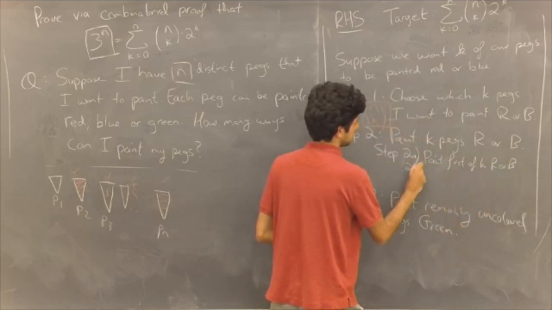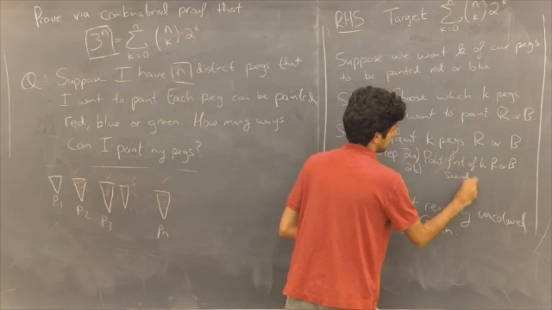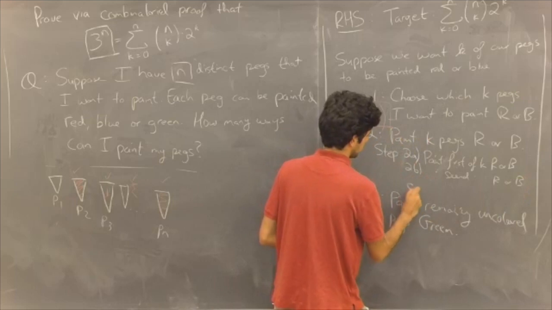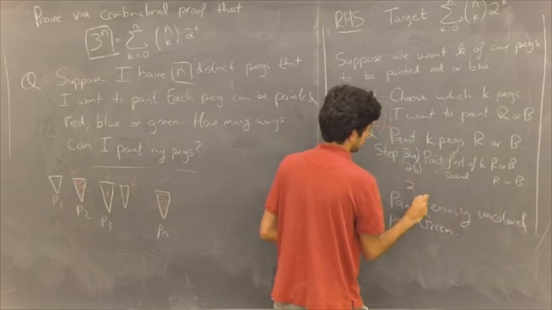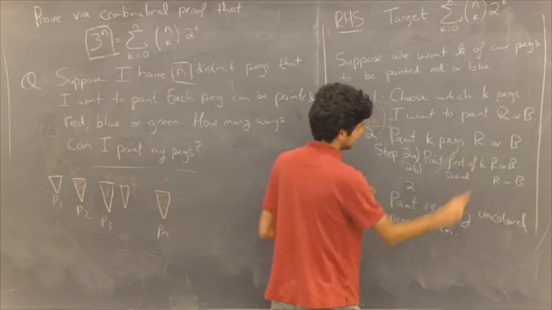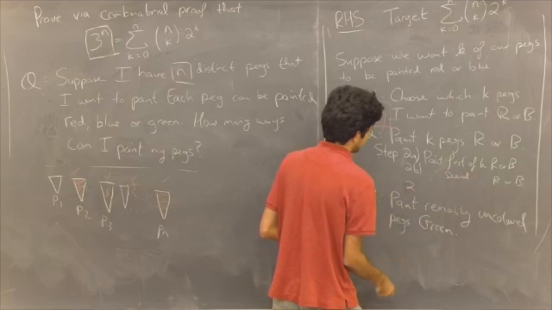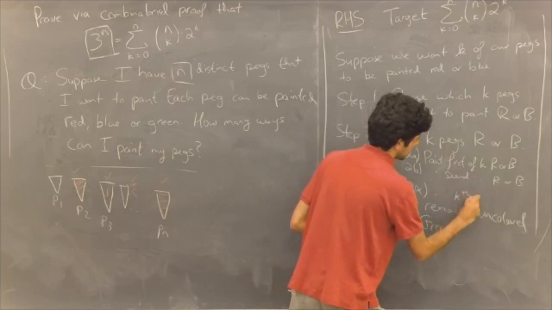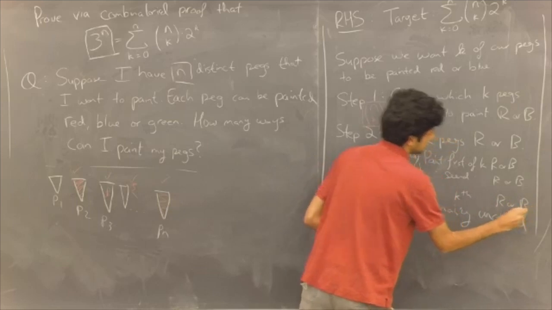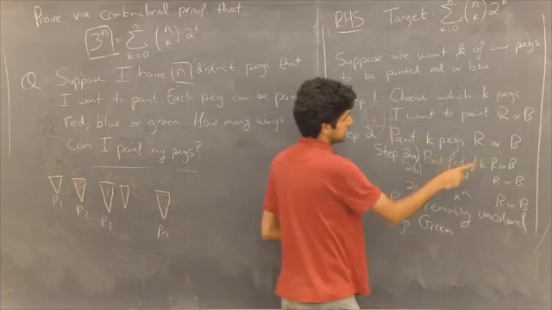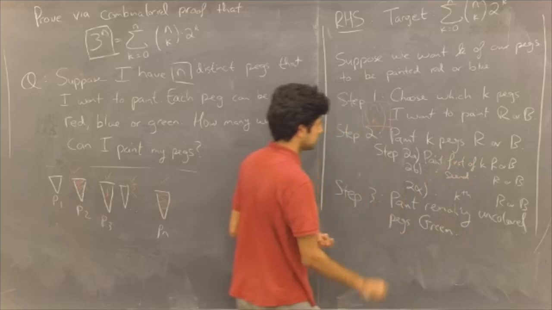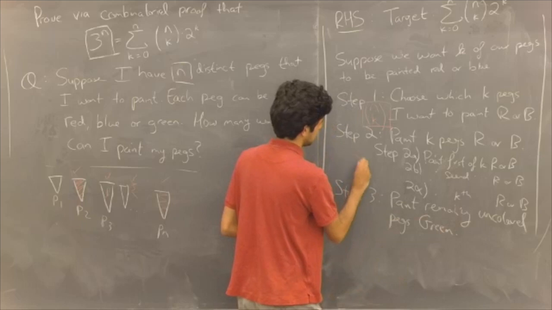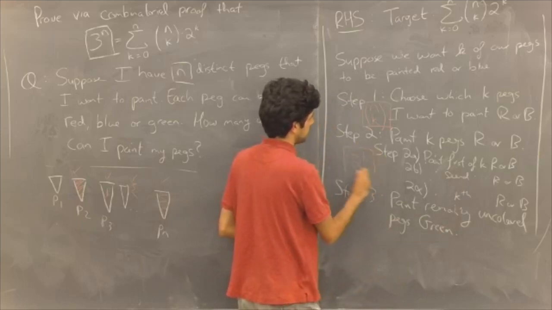And then 2B would be the second of the K red or blue. And then so on to step 2. Letters are annoying because it's not going to be K, it's going to be some value. I'll just call it alpha, where we'll paint the Kth red or blue. Each of these steps can be performed in 2 ways because it's either red or blue. We're doing it K times, first, second, third, all the way up to Kth. So we get 2 to the power of K for this step.